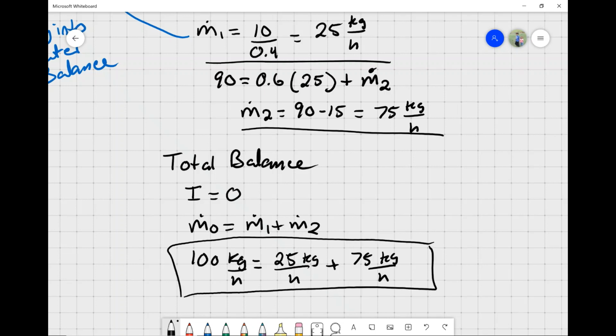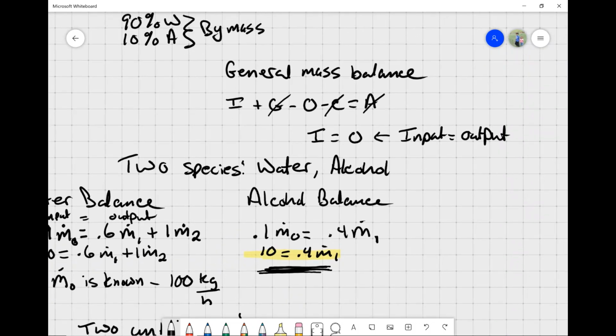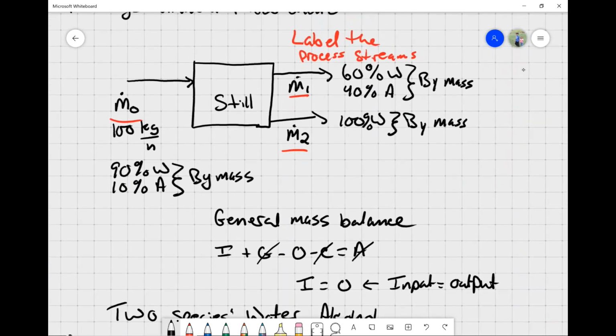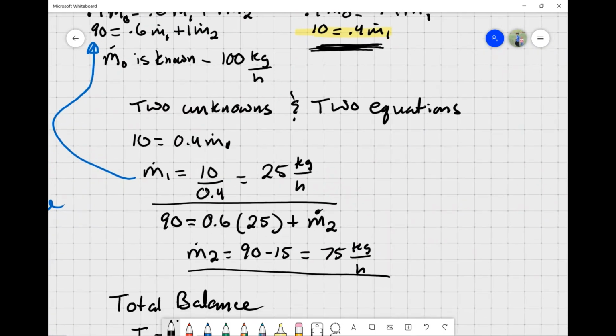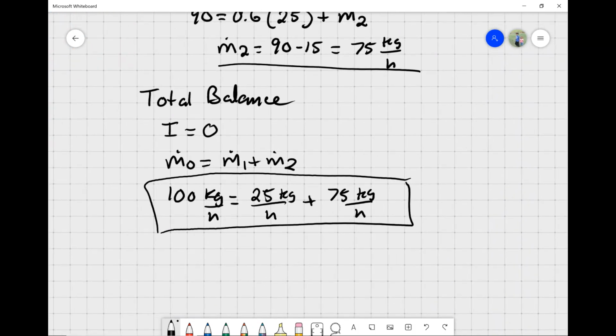We've done a simple mass balance problem. We solved for the two exit streams, M1 and M2. And we used the total balance equation to basically check our answer. You could also use the total balance equation to solve your problem as well. But I tend to advise people to use it to check their answer, so you have another way to check it.